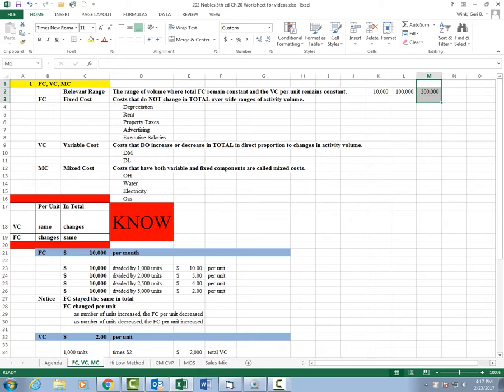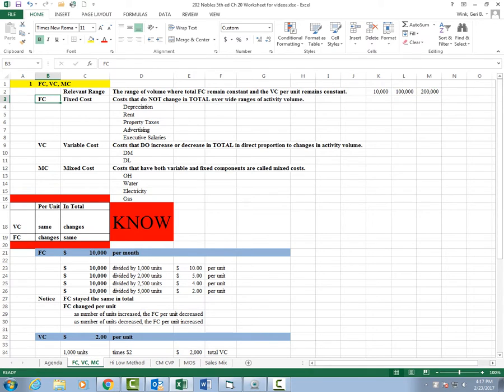So the fixed cost within this first relevant range would be different from the relevant range from 100 to 200. I hope that made sense to you. Okay, if not, ask me about it.